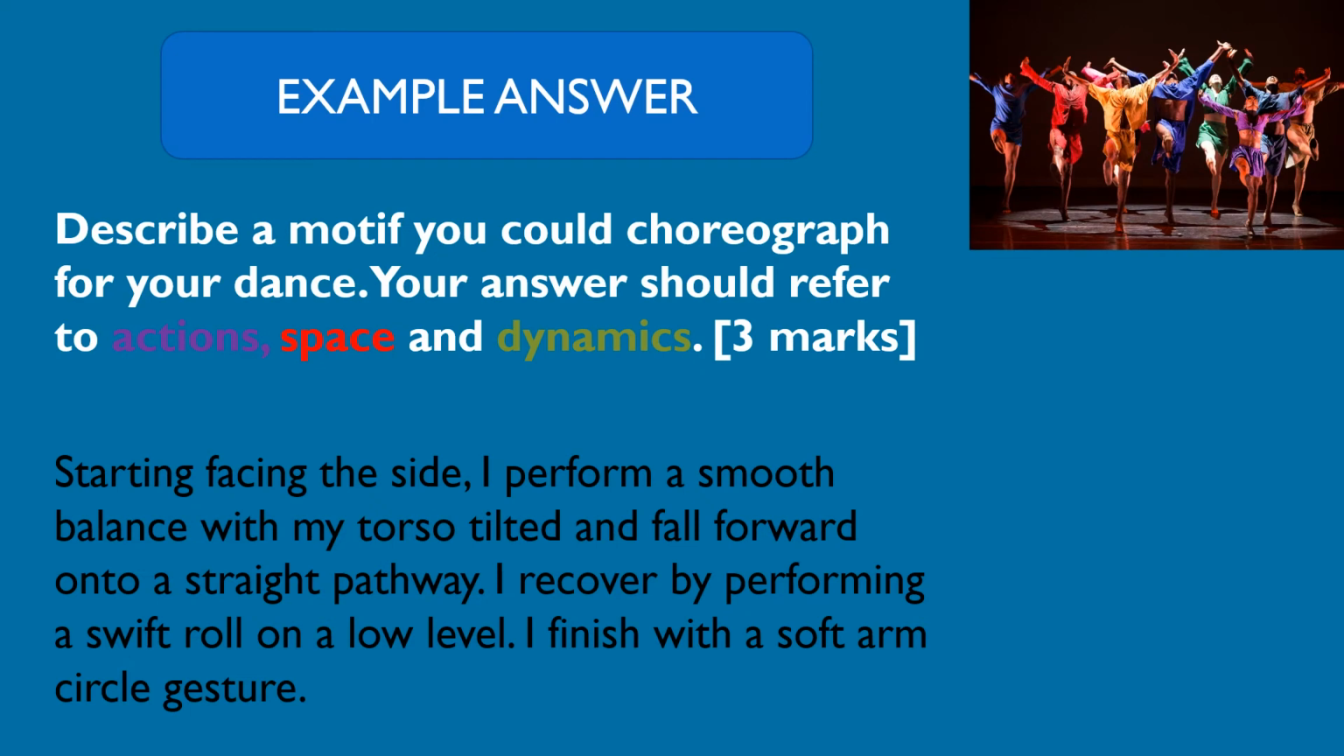Okay, here we go. I have created an example answer for you. So let's see if I would get all 3 marks. Starting facing the side, I perform a smooth balance with my torso tilted and I fall forward onto a straight pathway. I recover by performing a swift roll on a low level. I finish with a soft arm circle gesture. So my motif is a sequence or phrase of movements that later can be developed or varied. Now, a motif must consist of around 3 to 4 movements.